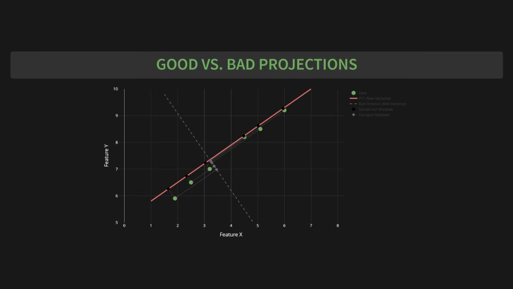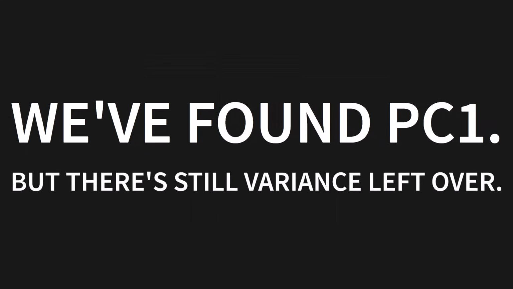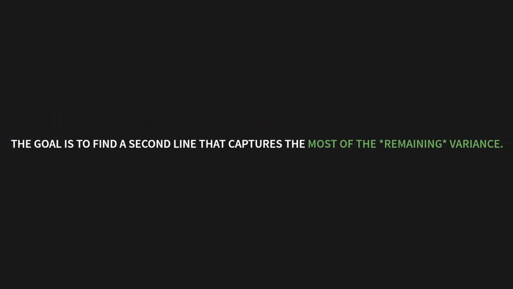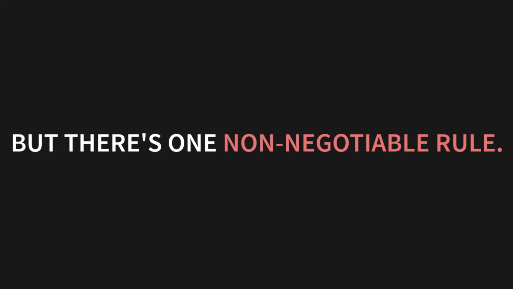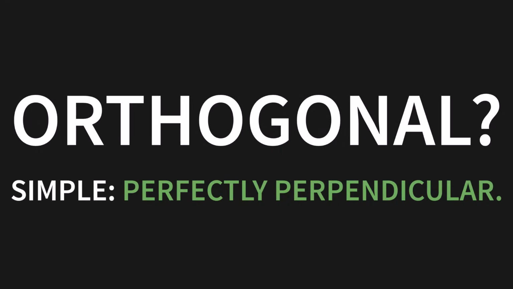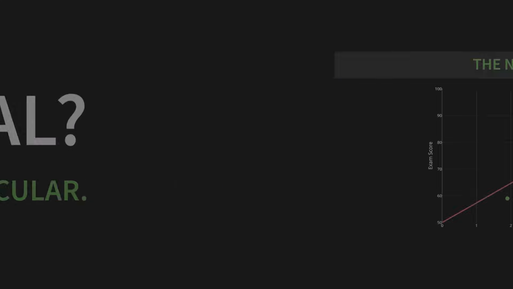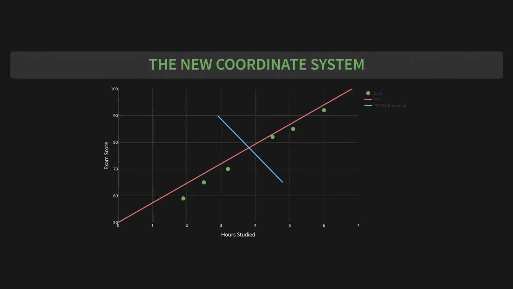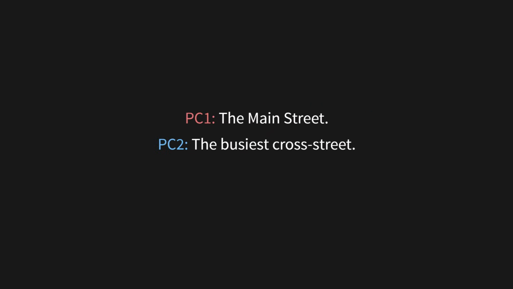It's useless. Okay, so we found PC1, but there's still variance left over, right? The points don't fall perfectly on that line. There's more information to capture. So the goal now is to find a second line that captures the most of the remaining variance. But there's one non-negotiable rule. This next direction must be orthogonal to PC1. Orthogonal? It's a fancy word, but it's simple. It just means perfectly perpendicular, a 90-degree angle. And just like that, we have a brand new coordinate system, perfectly aligned with our data. You have PC1, the main street, and PC2, the busiest cross street. Then would come PC3, the next busiest, and so on and so on.